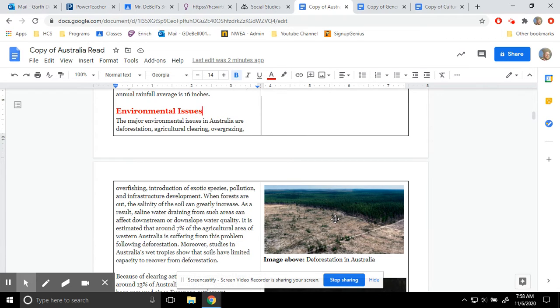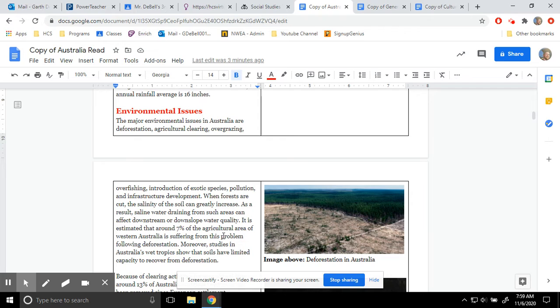It is estimated that around 7% of the agricultural area of Western Australia is suffering from this problem following deforestation. Moreover, studies in Australia's wet tropics show that soils have a limited capacity to recover from deforestation. So remember that when plants grow in soil, they have to use minerals from that soil to grow. So they take those minerals out. When you cut down the plants, if no minerals are added back into the ground, when the plants go back to grow back in, they may not have enough minerals to grow properly.